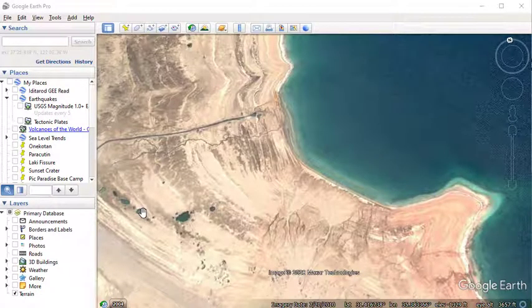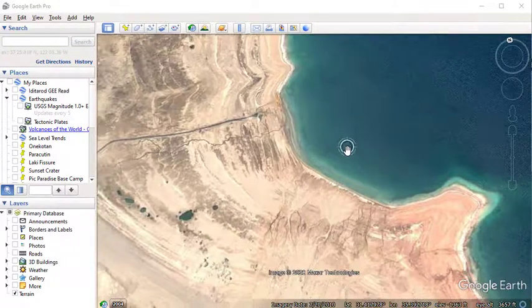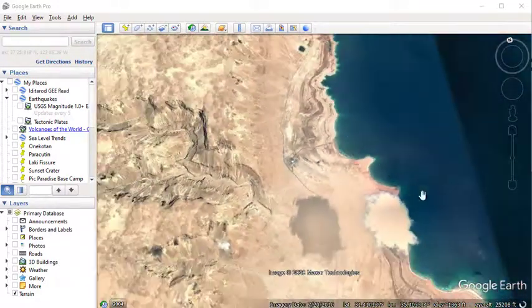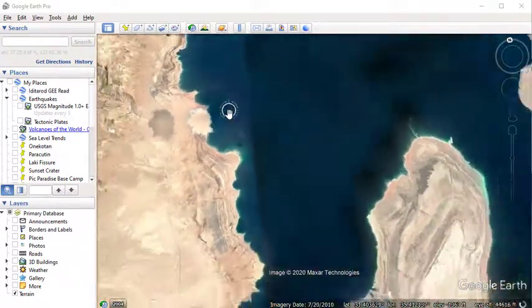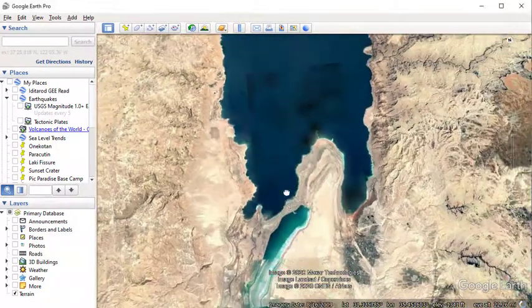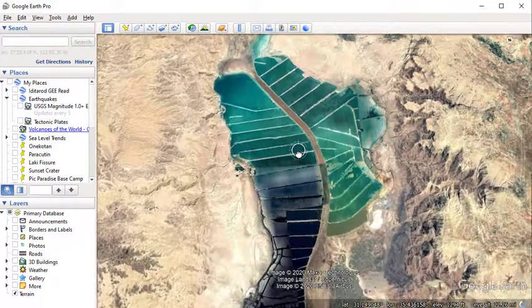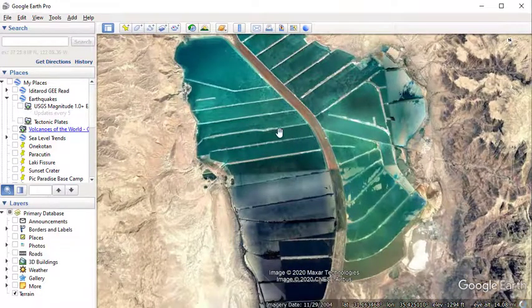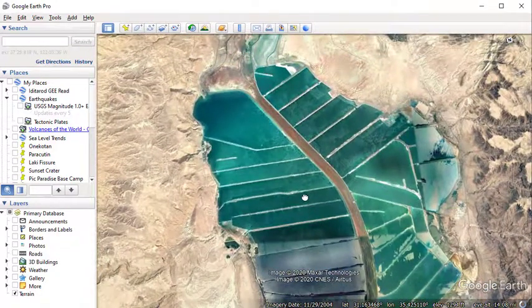So looking back at Google Earth, if I zoom out and we go to the south of the Dead Sea, let me zoom out and come on, there we go. We see a sea salt operation, right? Cordon off the water, let it evaporate, scrape up the little bits, put them in a jar, and there you go, sea salt.